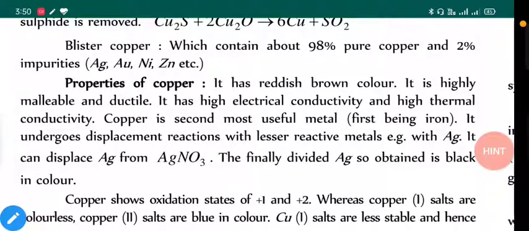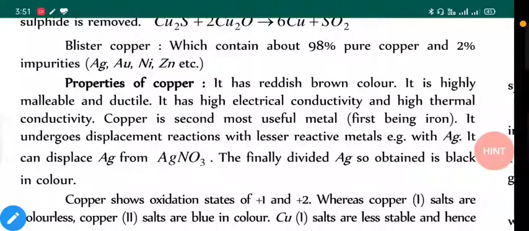It can displace silver from AgNO3, because if we compare two different metals, the more reactive metal has a tendency to convert into ions and the less reactive metal has a tendency to convert itself into atoms. If we compare silver and copper, copper is comparatively more reactive than silver. That means when copper and silver react together, copper will oxidize and silver will be reduced.